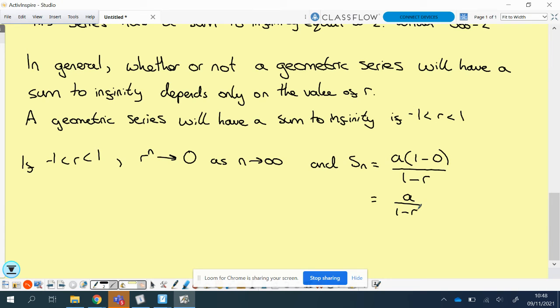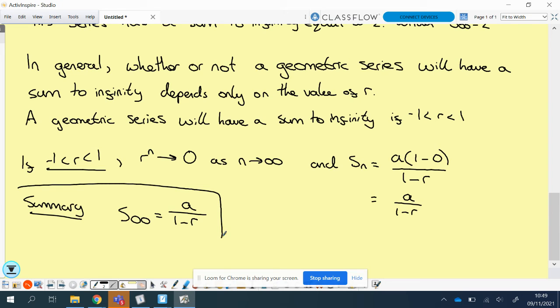So I know that's a lot of information there, but in summary, if r is between -1 and 1, then the sum to infinity is your a value divided by 1 minus r. You would be able to work out that value there. So that is the rule there. What we'll do is we'll look at a couple of examples to show you how these questions can work.